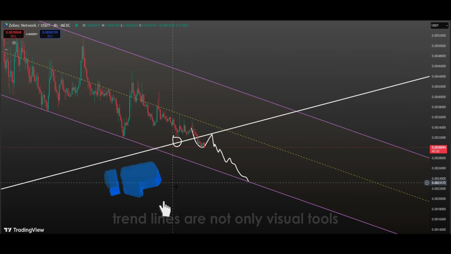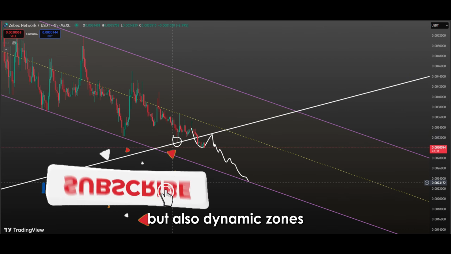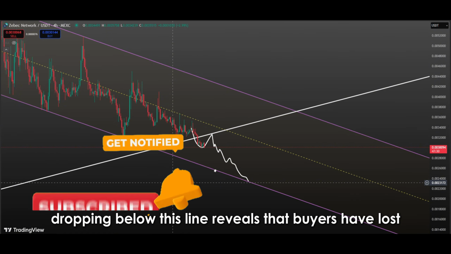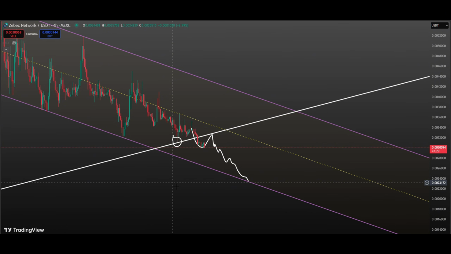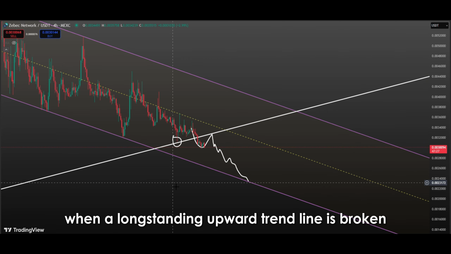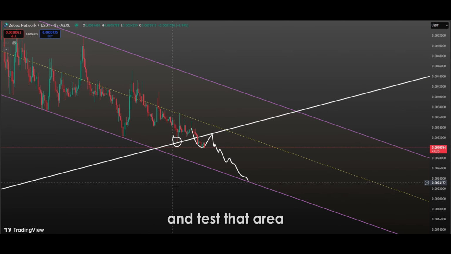In technical analysis, trend lines are not only visual tools but also dynamic zones that indicate where buyers become active. Dropping below this line reveals that buyers have lost control and sellers are now in charge. Trend lines also function as liquidity zones. When a long-standing upward trend line is broken, it's quite natural for the price to revisit and test that area.